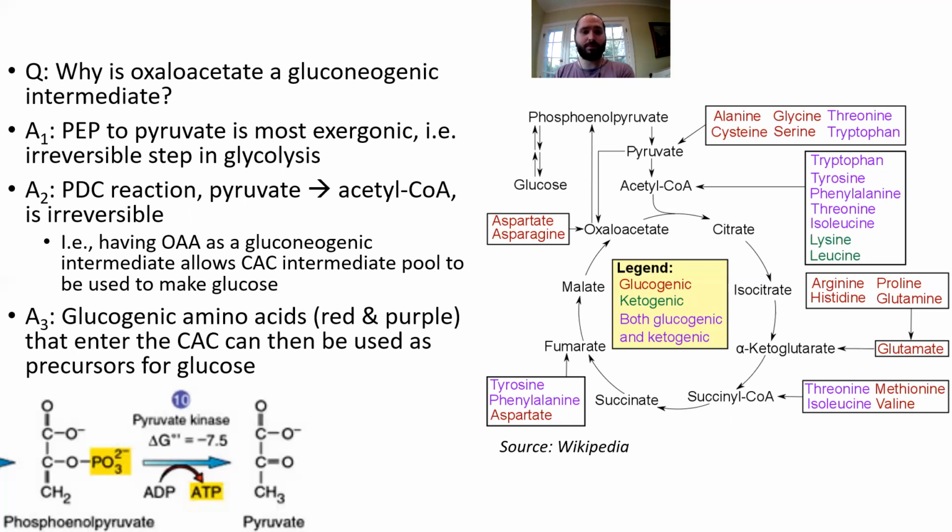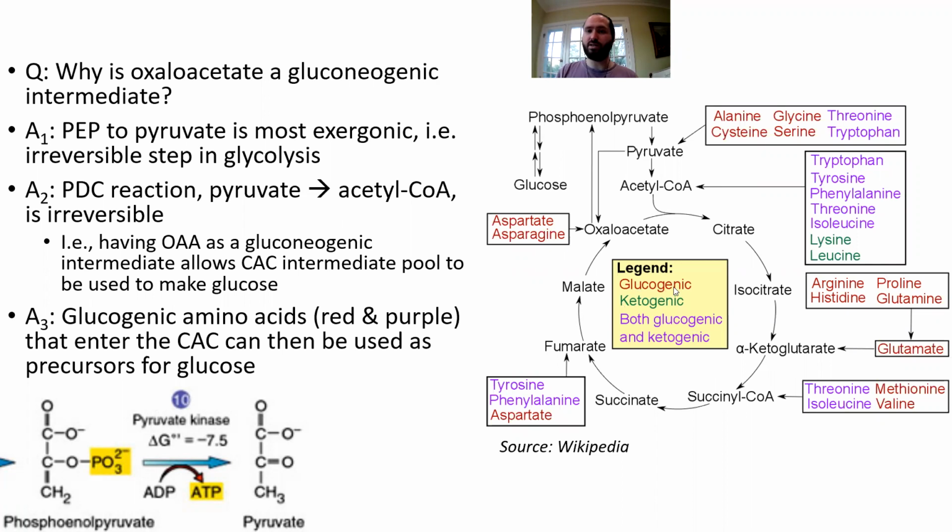Does that make sense? Any questions on that? So in other words, it's a matter of convenience. It's convenient or resourceful to be able to use any citric acid cycle intermediate to make glucose. Then additionally, we'll talk about glucogenic amino acids in a future lecture. However, we'll look at it right now just to tie everything together.